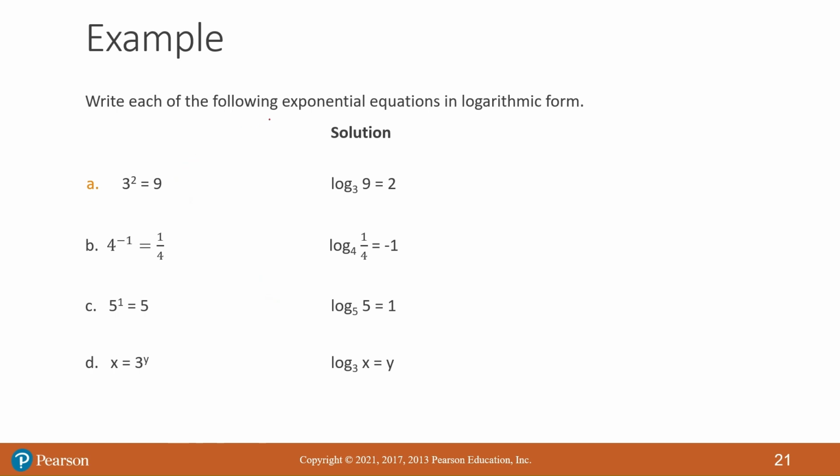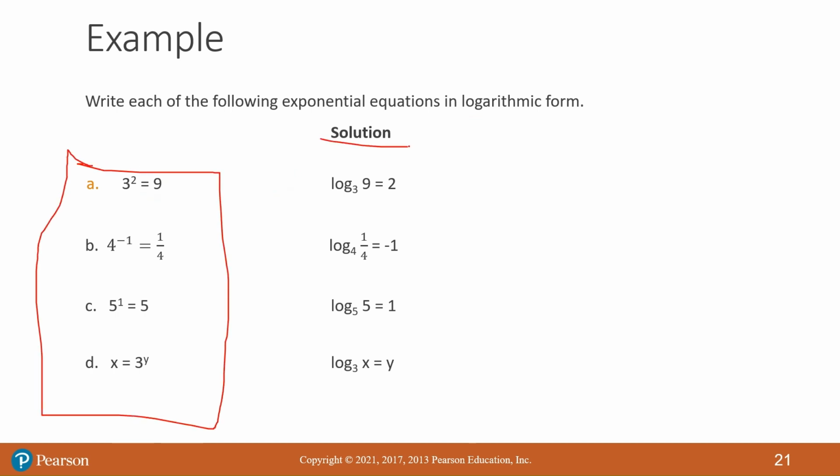We want to write each of the following exponent equations in logarithmic form. So essentially, you'll be given these and expected to produce these solutions. Now, we're converting from exponential form to logarithmic form. Okay, in order to do that, this is your base of your logarithm. This is what goes on the inside of the logarithm, and this is what goes on the other side of the equal sign. So you can see the conversion of the first one, 3 squared equals 9, is converted into log base 3 of 9 equals 2.